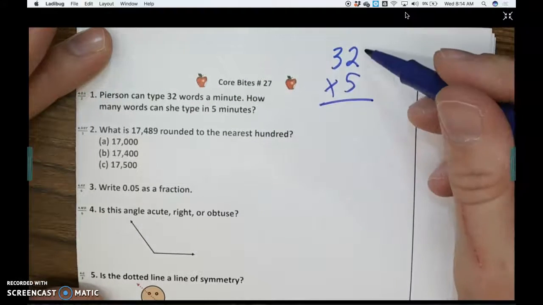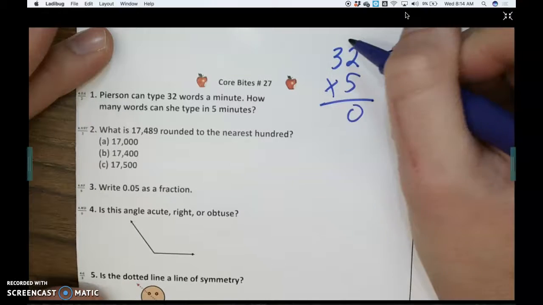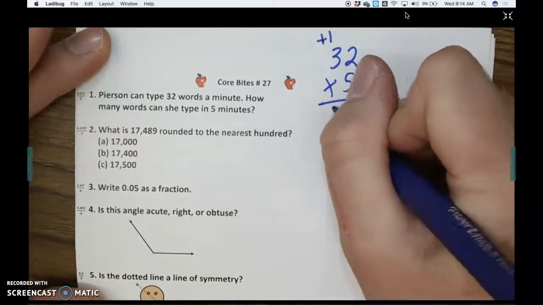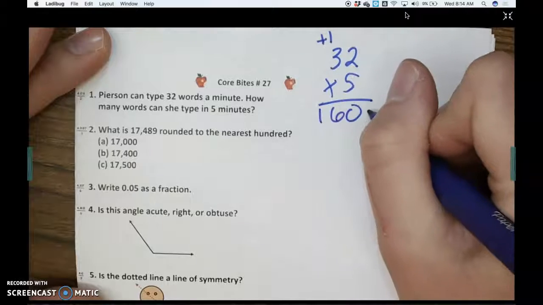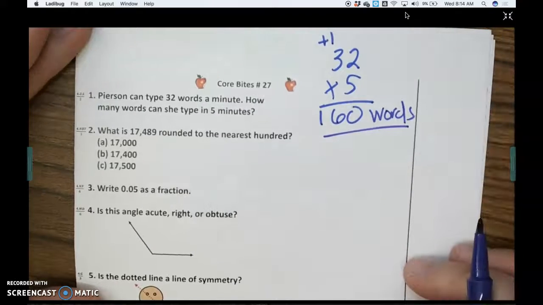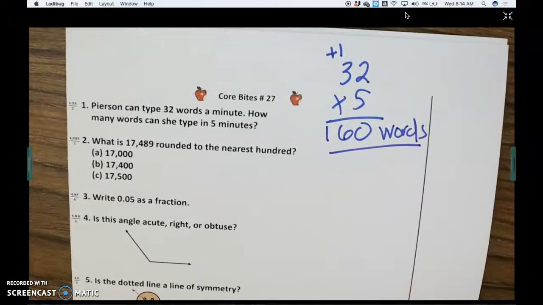So 5 times 2 is 10. Regroup that 1. 3 times 5 is 15, plus 1 is 16. So your answer is going to be, if you give her 5 minutes, she can type 160 words.